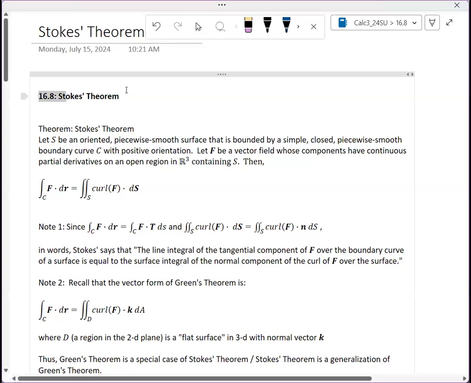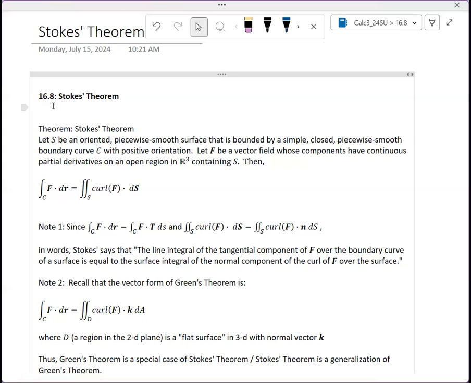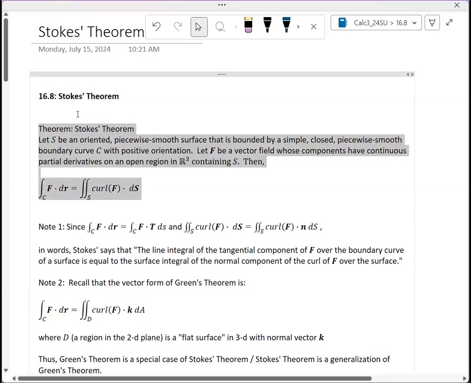Hey everybody. This is our discussion on Stokes' theorem, section 16.8, the second to last section and second to last major topic in chapter 16, our discussion of vector calculus. So we have Stokes' theorem in 16.8 and then the divergence theorem in 16.9. And let's just start right off with the theorem itself, Stokes' theorem.